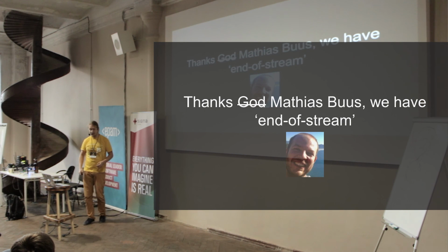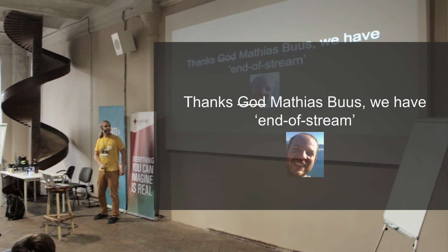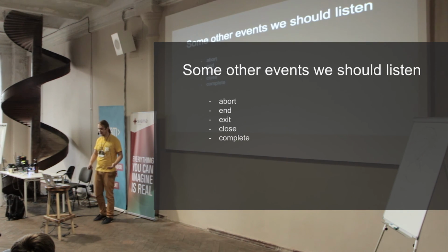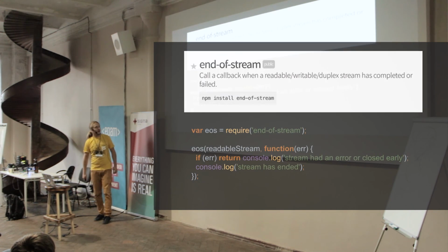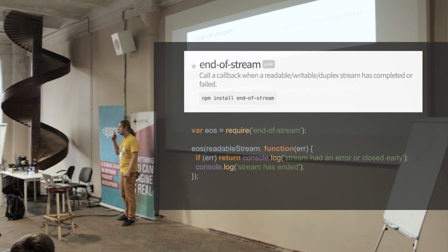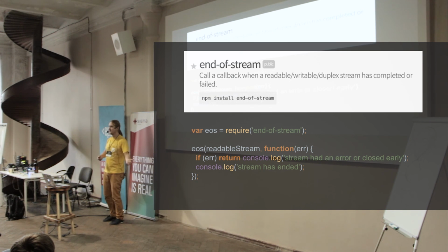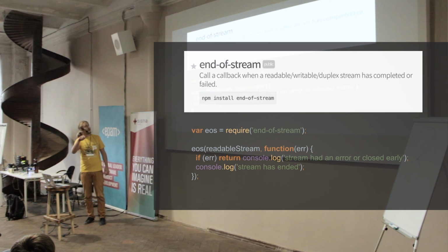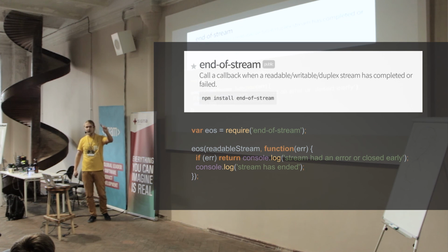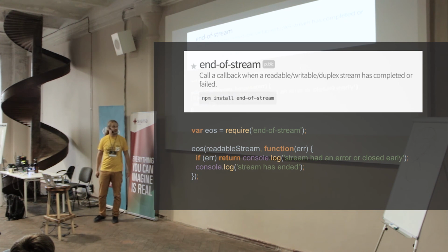Thanks, Matthias. I wanted to say God, but Matthias, we have a module called end-of-stream that can handle all these events and even more. It can provide you one simple callback for all your streams. So when it's completed or when it's failed, anyway, you'll get one callback with an optional error object inside of that. Inside of end-of-stream, it listens to all kinds of events and tries to provide only one callback, one exit point from all this madness.